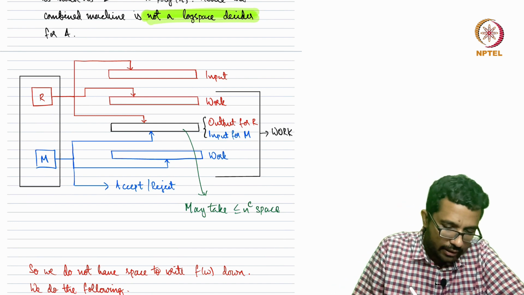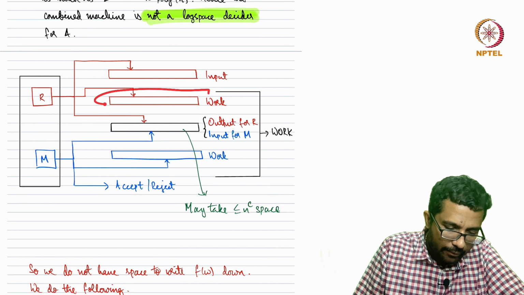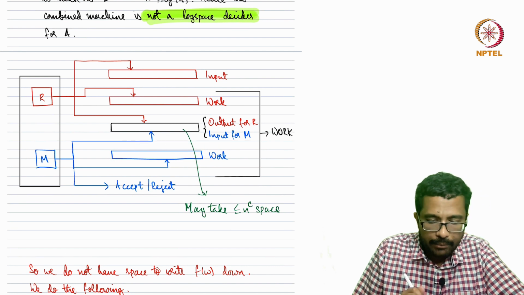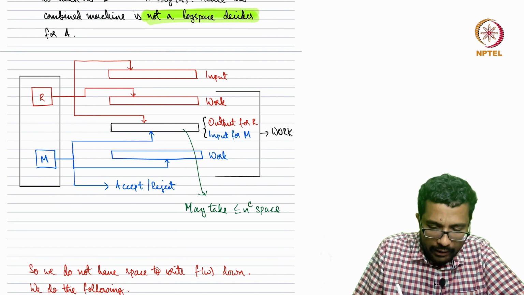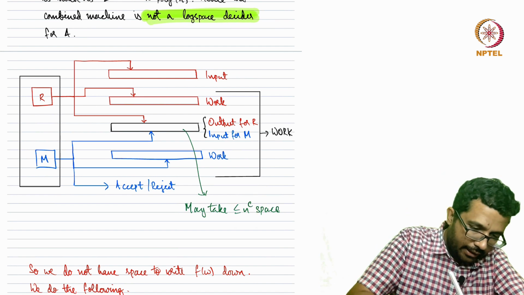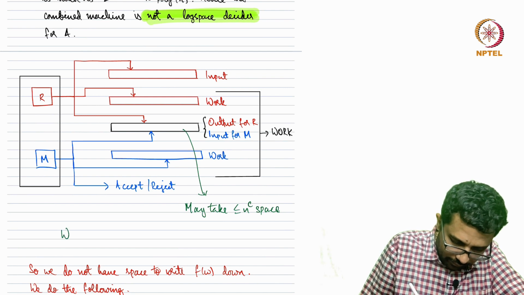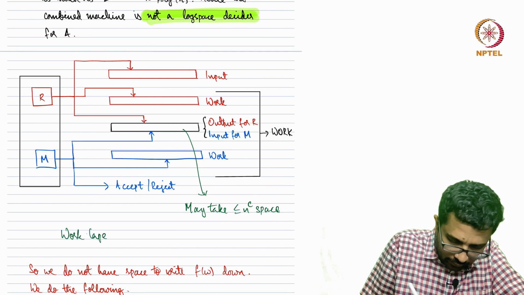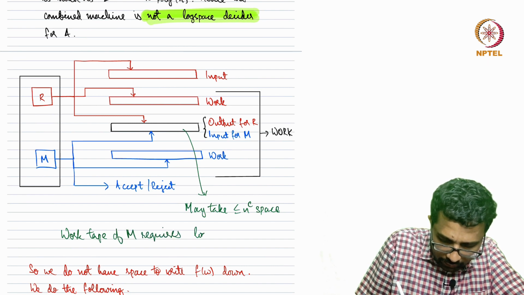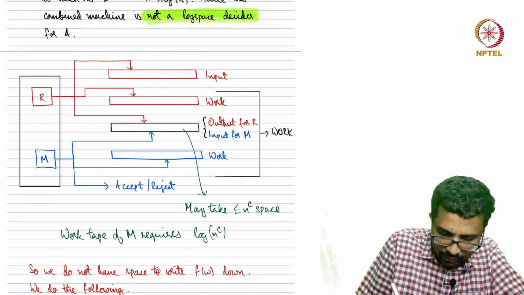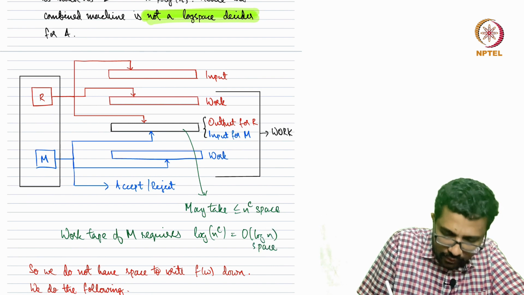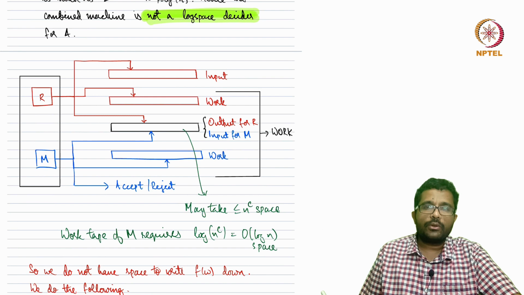If we ignore this, the work tape of R is log space, and the space required by M is log of n power c, which is again O(log n) space. So maybe I'll just note that down here. The work tape of M requires log of n power c, which is again O(log n) space. So that is also okay. The work tape of M is okay, the work tape of R is okay.